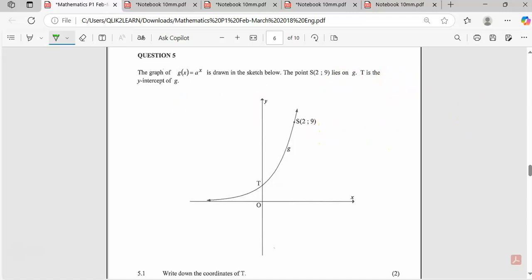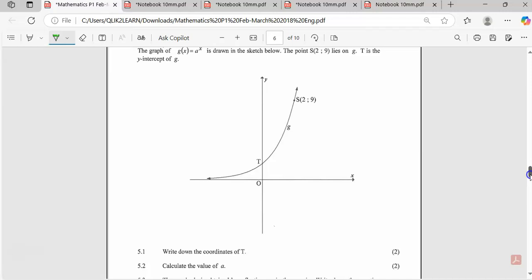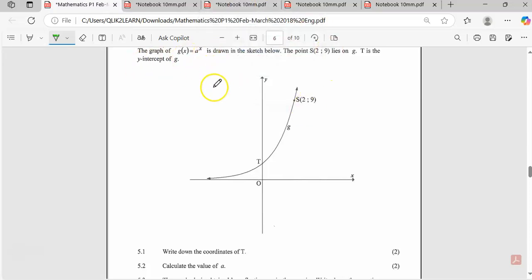T is the y-intercept. So the first question, they want you to find what? Write down the coordinates of T. They never said, okay, it's fine. We can work this one out, but already we know the coordinates of T, guys. So remember, g at x is given as what? We have g at x, which is given as, let me quickly write this down.